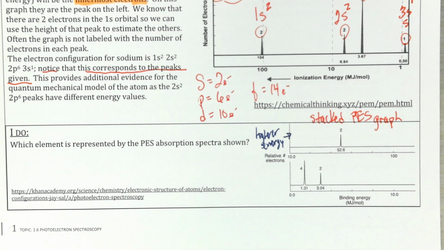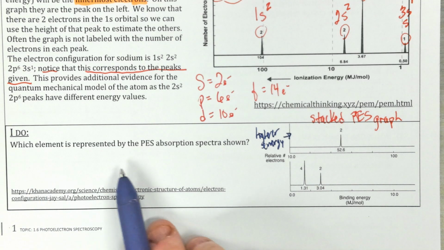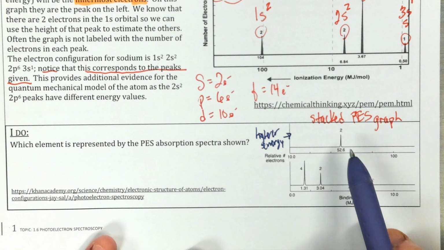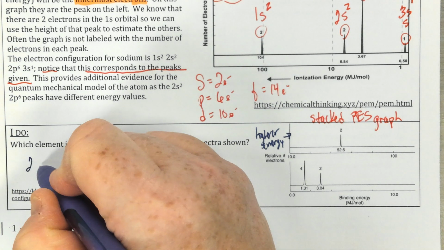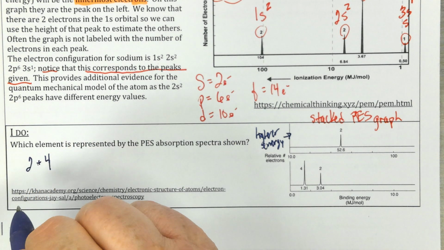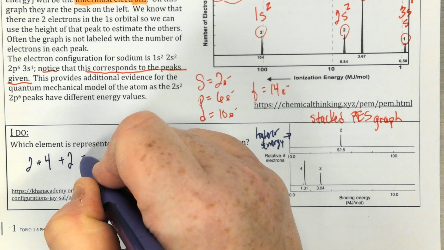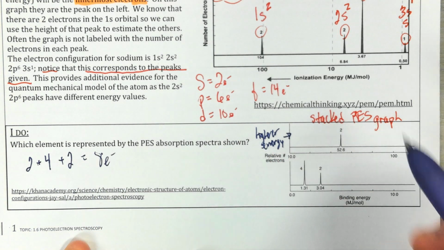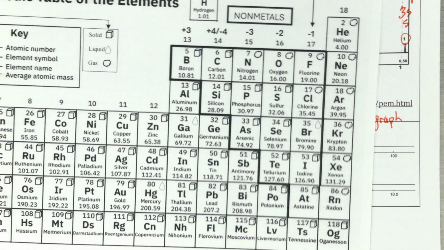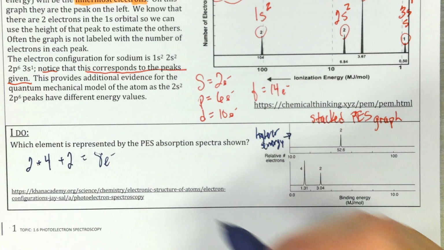Now, it says which element is represented. So we've got 1, 2, 3 peaks. So we can say it's 2 plus 4 plus 2. Well, 2 plus 4 is 6, plus 2 is 8 electrons total. Well, if I look on my periodic table, that's oxygen.